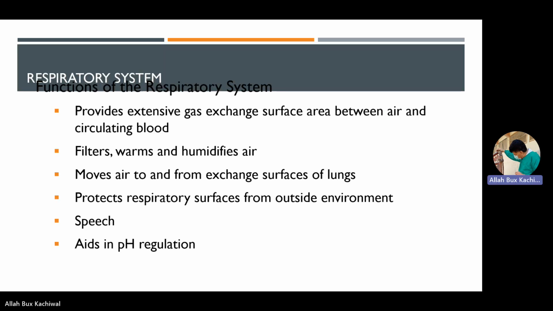The respiratory system provides the extensive gas exchange surface area between air and circulating blood, filters, warms, and humidifies air, moves air to and from the exchange surface of the lungs, and protects the respiratory surface from the outside environment. It provides the capability for speech, and it regulates acids in pH regulation.